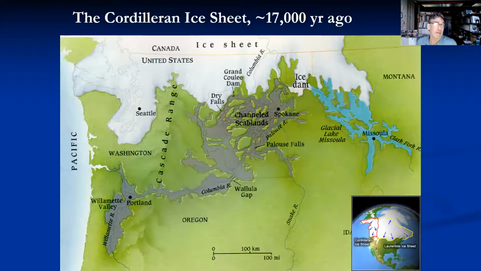Zooming in on the terminal region for the Cordilleran ice sheet, it reached its maximum in the northern tier of the Northwest somewhat later than the Laurentide ice sheet. Laurentide was about 20 to 21,000 years ago for its maximum, and it was already retreating by the time our ice sheet advanced into Washington, northern Idaho, and northern Montana. And it reached its maximum around 17,000 years ago by most recollections.